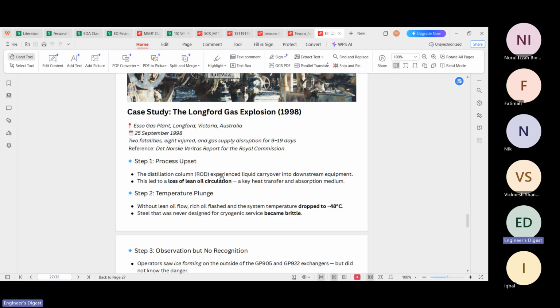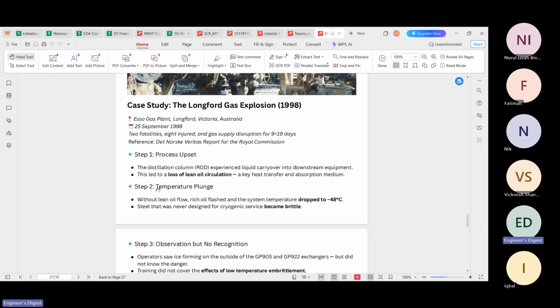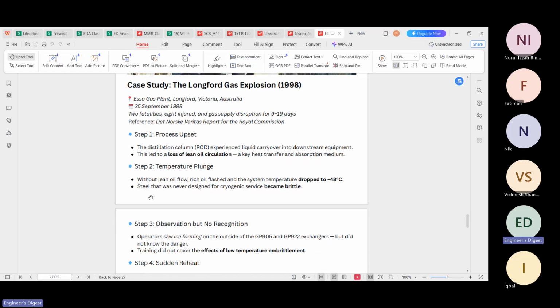The distillation column experienced liquid carryover. This is on the process part, so you don't have to really understand the process part. This led to a loss of lean oil circulation. This is the one that we want to understand: with the loss of lean oil flow, rich oil flashed, and the system temperature dropped to minus 44 degrees. This is the main item. It dropped to minus 48 degrees.